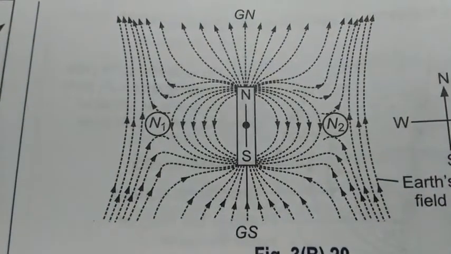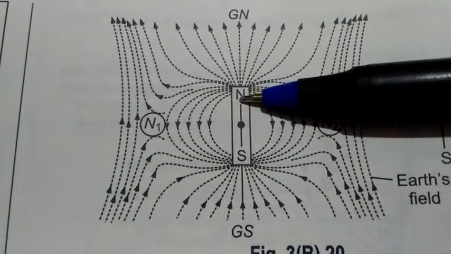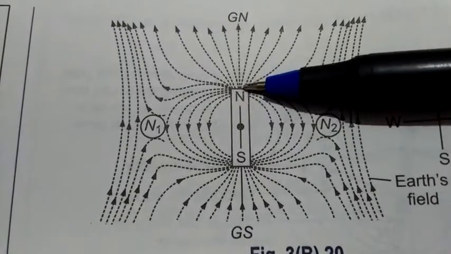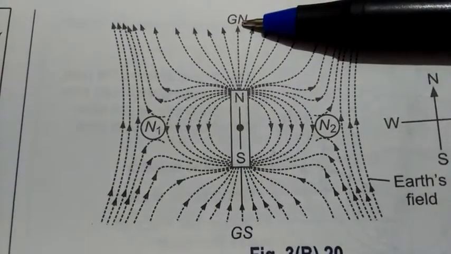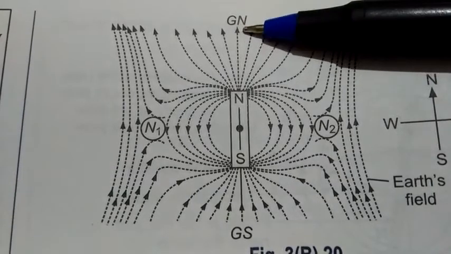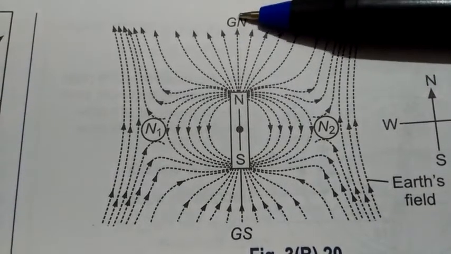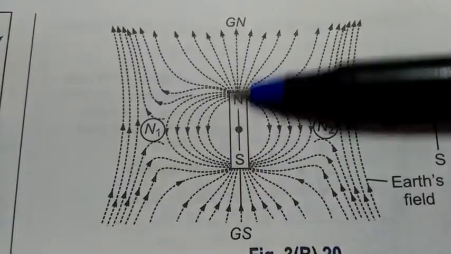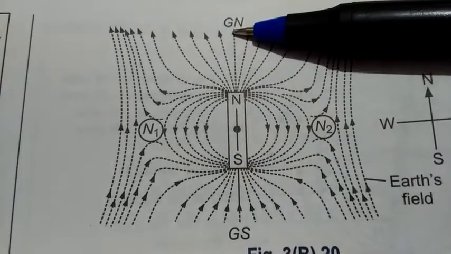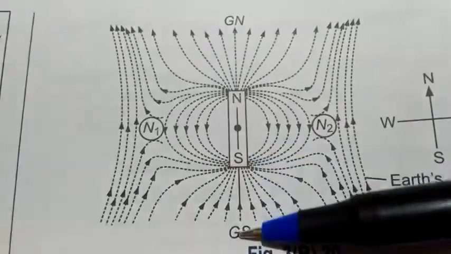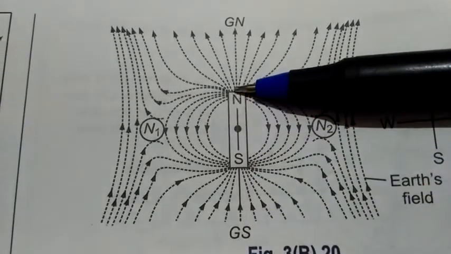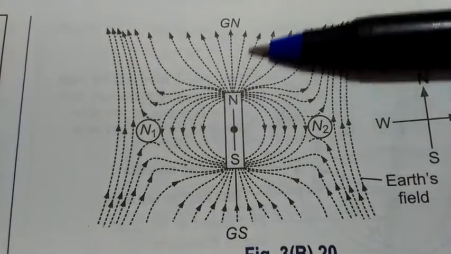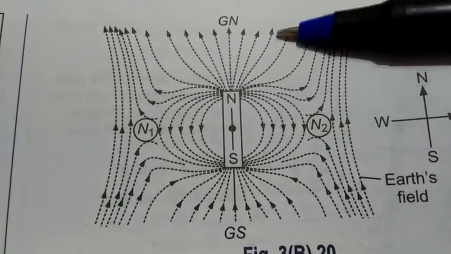So here we have two cases. In the first case, we have placed the magnet such that the north pole of the magnet is pointing towards the geographical north pole of the Earth, which is actually the south magnetic pole. So in the first case we have aligned the bar magnet in this position where the N pole is close to the geographical north pole and the south pole is close to the geographical south pole. Here you can see the field lines coming out from the N pole and going into the south pole. So this type of pattern we will get.